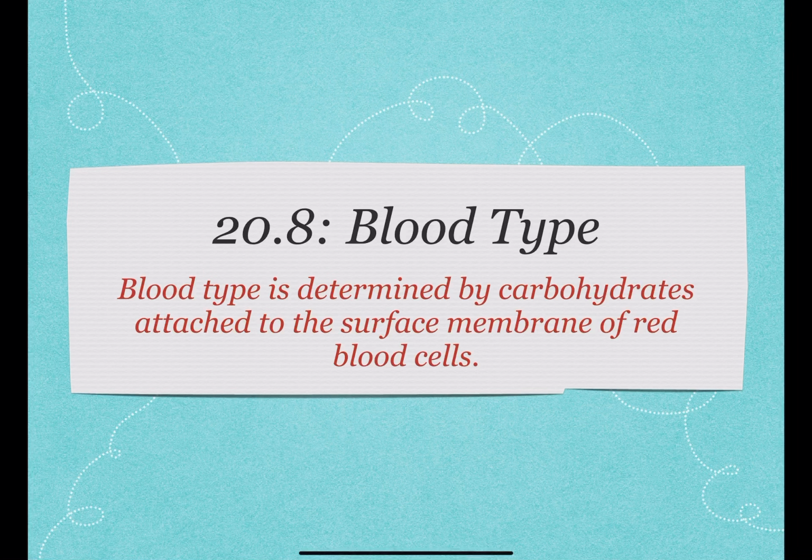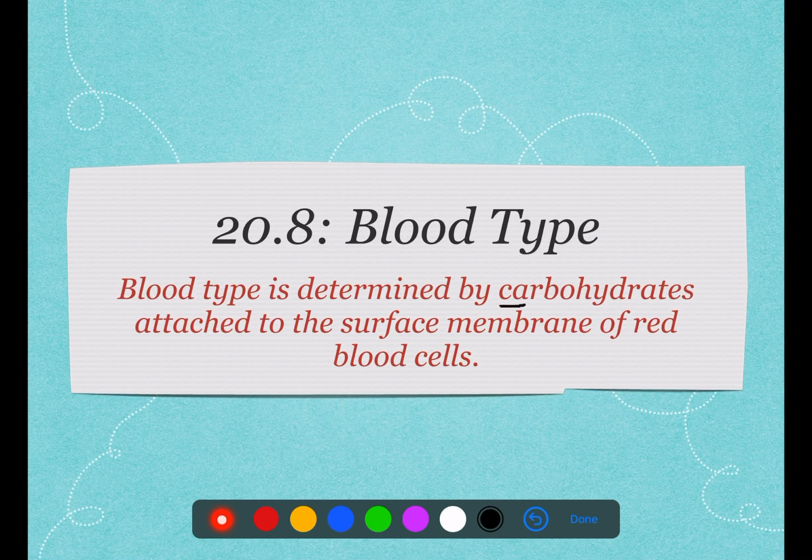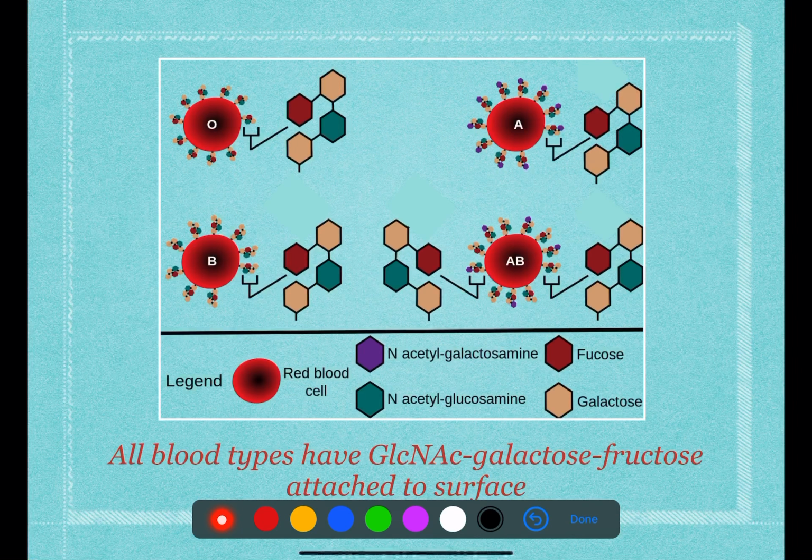We're going to finish our chapter on carbohydrates by talking about blood type. You all know about blood type, type A, type B, type AB, type O, but you may not know that your blood type is determined by carbohydrate molecules that are attached to the surface of our blood cells. So here's an initial generic representation of the 4 different blood types. We have type O, type A, type B, and type AB.